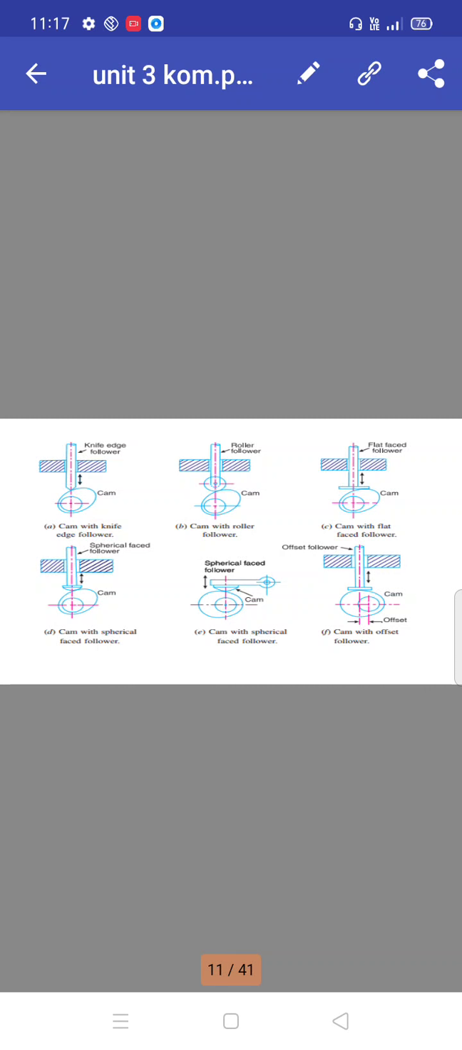So cam with knife edge follower, cam with roller follower, then third, cam with flat faced follower, then cam with spherical faced follower, and cam with offset follower. So these are the plenty of cams and followers available in our system. Depending upon the system, we can prefer any one of them for the application.